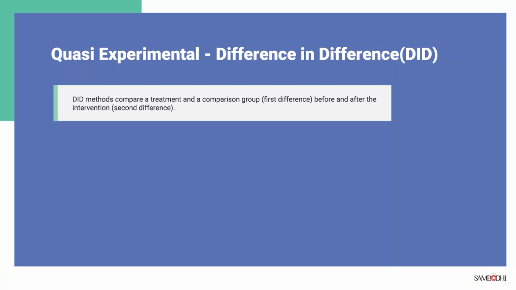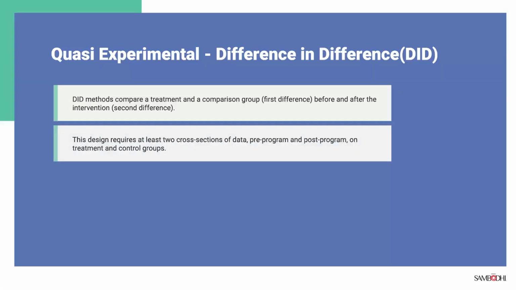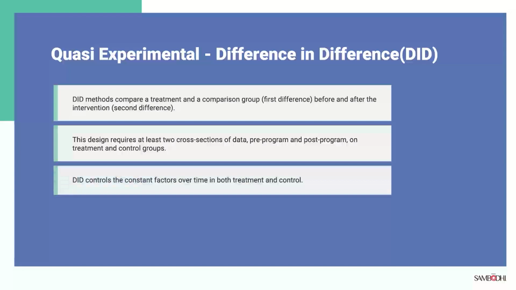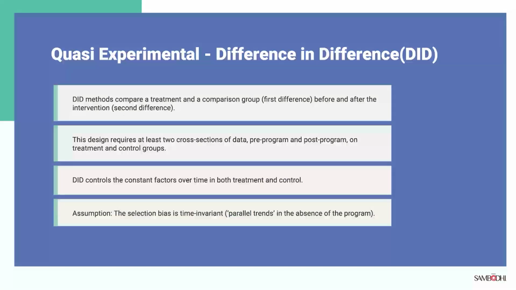The difference in difference outcomes between the two groups is then analyzed to determine the impact of the intervention. The outcomes of both groups before and after the intervention are also compared to see if there was any change over time. To conduct the study, it requires at least two cross-sections of data, pre-program, on treatment and control groups. Finally, difference in difference cleans all time-varying factors such as selection bias from the first difference by subtracting the second difference from it.